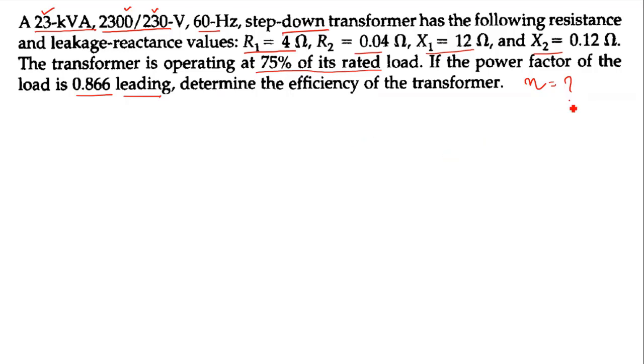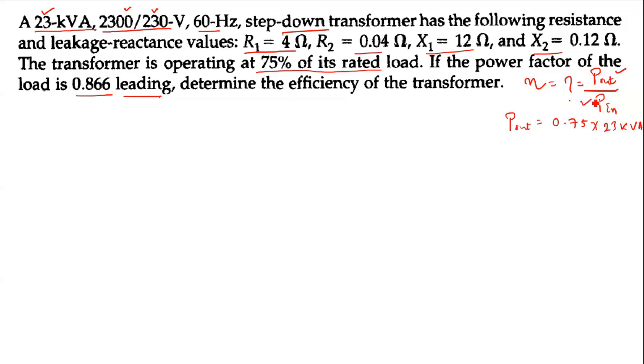In order to find the efficiency of the transformer, we must know P out and P in, that means output power and input power. The output power we know here, that is 75% of the rated output. So your output power is 0.75 into 23 kVA.